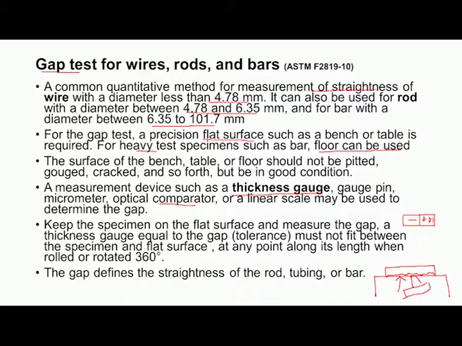We should try to insert the thickness gauge throughout the length, and then we should rotate it at different orientations. Again, we have to check the gap. If the thickness gauge does not enter, then we say that the wire or rod or bar is okay, it is straight. If the gauge enters, then the straightness error is exceeding the limits, and the workpiece is rejected.